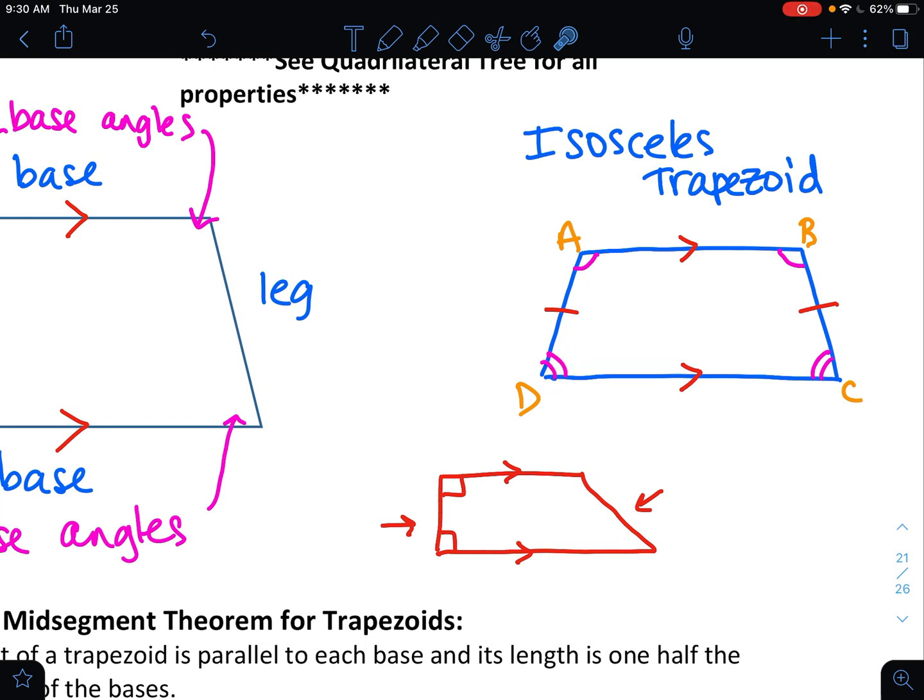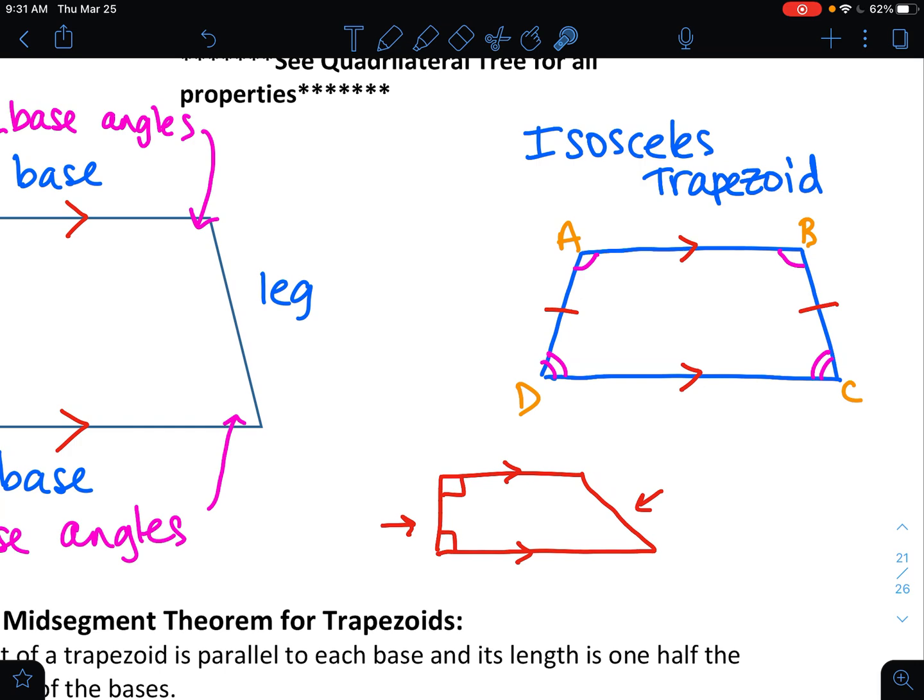If A and B were the same amount and D and C were the same amount, then I would just have a rectangle. Because if these were congruent, they'd have to be 90 because they also add to 180, which makes that one 90 and that one 90. So we no longer have a trapezoid.